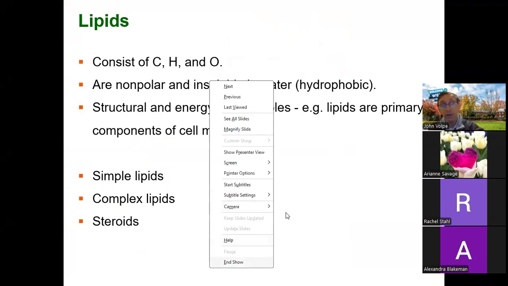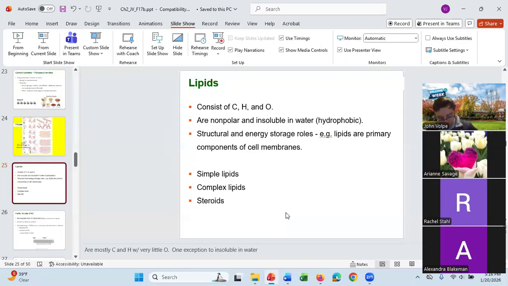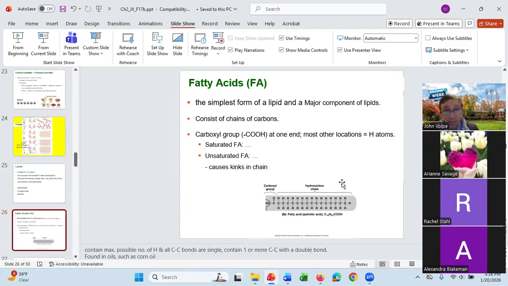Any question about the carbohydrates? If not, let's move on to the second of the biological molecules, the lipids. Lipids consist of carbon, hydrogen, and oxygen, but they do not have very much oxygen. I'll show you, well, I guess I can show you now. Here's a very simple lipid, a fatty acid.